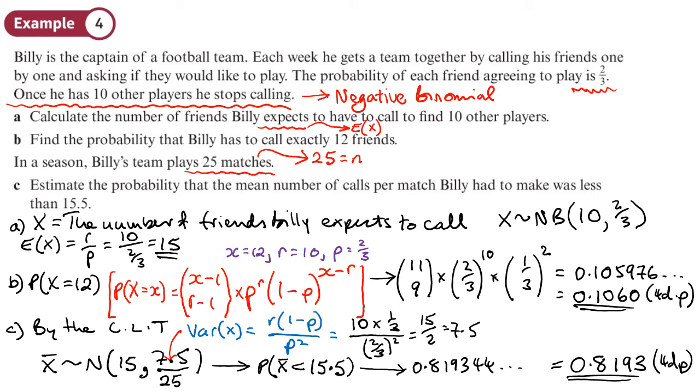So let me just highlight them. So part A we worked out E(X), didn't we? Part B we worked out the probability that he has to call 12 friends. And in part C we worked out the probability that the mean number of calls in 25 matches would be less than 15.5. Okay, you should now be able to do exercise 5B on pages 81 to 82.